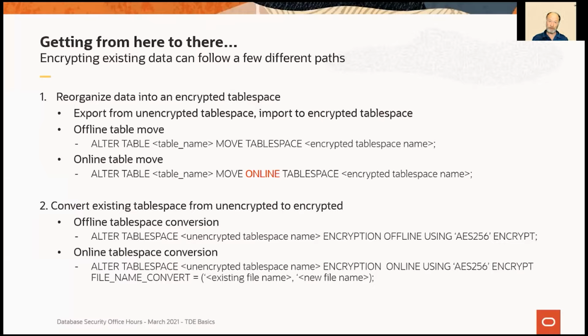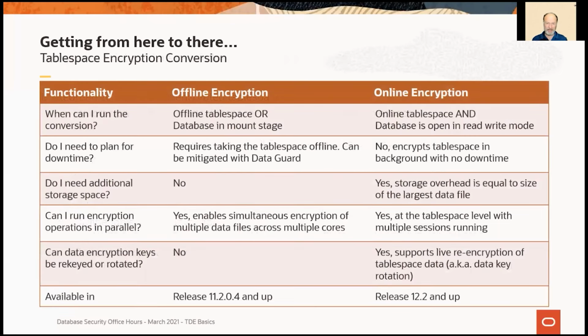The first one is offline conversion. You're going to take the tablespace offline, and then you are going to do an offline encryption conversion to an encrypted state. The other is online conversion. You're going to take the tablespace and convert it, but this time the syntax you're going to use is online. Okay, so online or offline. Now, as you probably can expect, there are advantages to offline, there are advantages to online. Okay? So it's not a case of you always want to use one or the other.